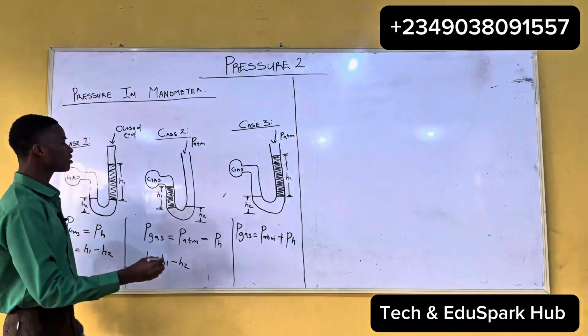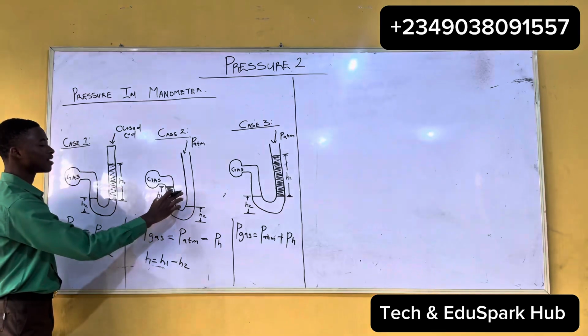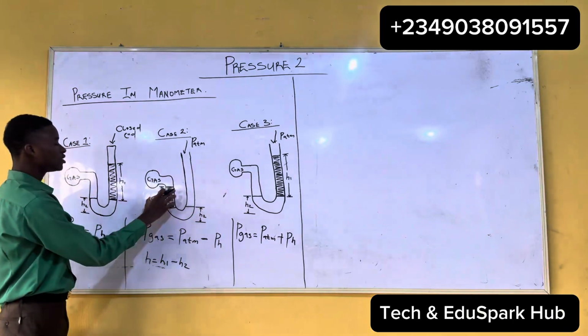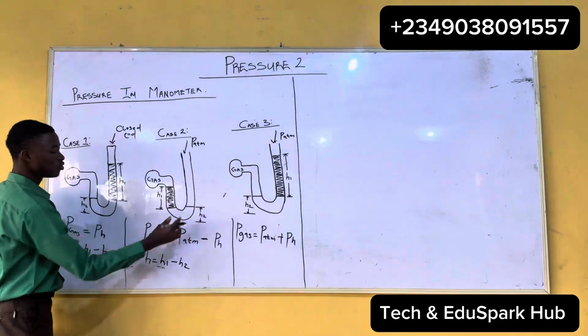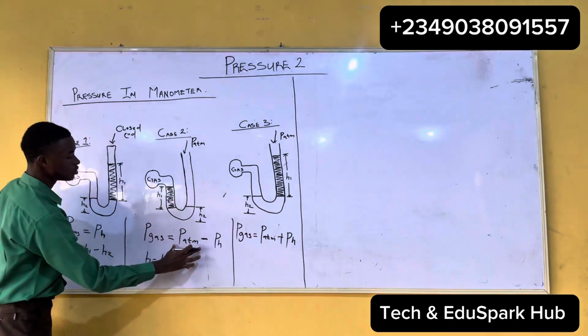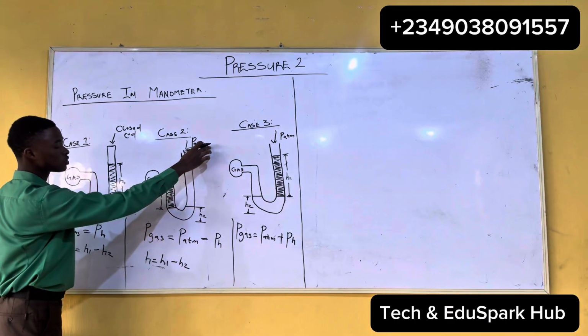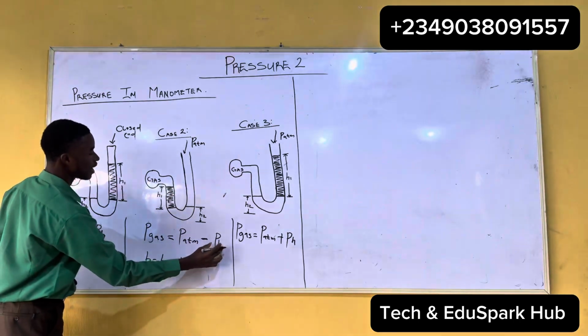You can see in this second case, the pressure of the gas column is greater than the pressure of the liquid column. So we have our pressure of gas equal to the P ATM, which is the atmospheric pressure, minus the pressure of the height.